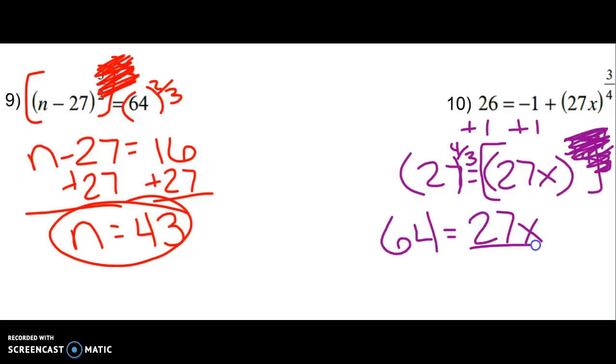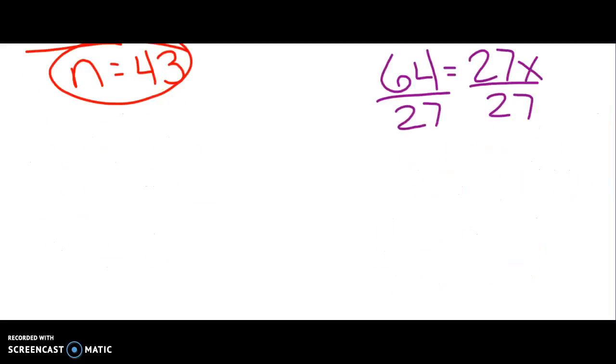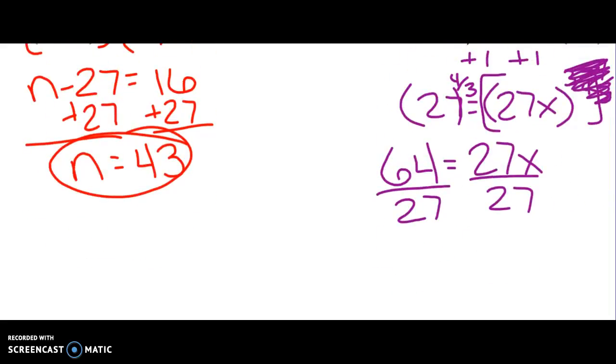Okay, now we're solving the equation. We're going to divide by 27. I think this is where you guys were asking me if you're going to get a fraction. It looks like you are going to get a fraction. I think that nothing goes into either one of them. I don't think 9 goes into 64. I don't think they can be reduced.